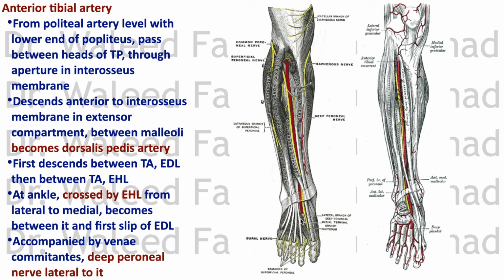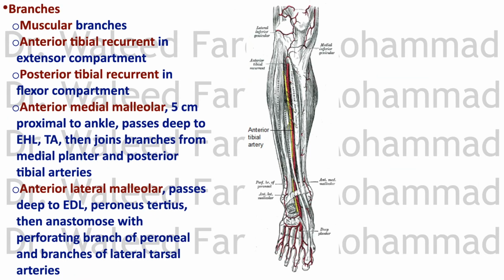It's accompanied by venae comitantes that later on will form the deep system of veins, and it will form the popliteal vein with the posterior tibial venae comitantes. Okay, the deep peroneal nerve is lateral to it in the extensor compartment.